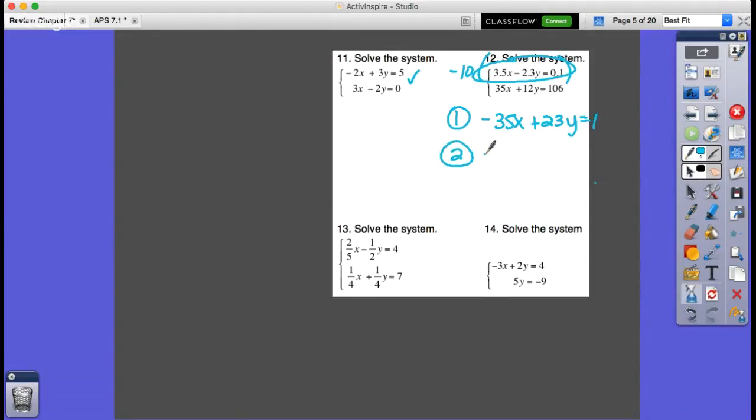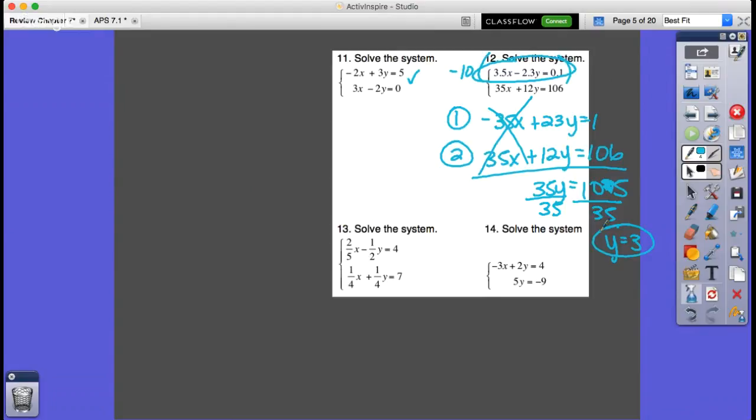And then the second one we could just drop. So 35x plus 12y equals 106. So the x's cancel, y's produce 35y, and 107 is what I get on this side. Actually, I'm sorry, 105, because this was negative 1. Negative 1 plus 106 is 105. So divide by 35, we get an answer of y equals 3. Plug 3 back in to produce the value of x. Plug it in for either one, and that would work out there.